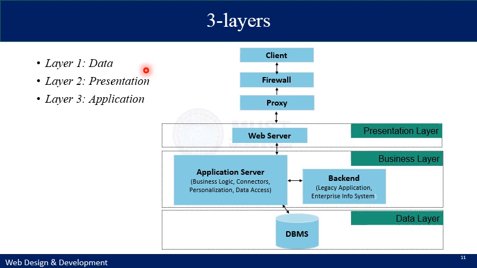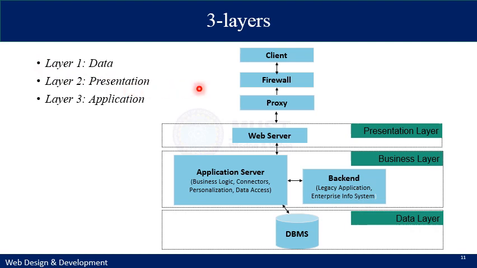Three-layer architecture is very common in web applications. The layer 1 deals with the data, the layer 2 deals with the presentation, and layer 3 deals with the applications. Similarly, it has a client, a firewall, and a proxy. And the first layer, which deals with the web server, is the presentation layer. Actually, this is sequenced in the wrong manner.